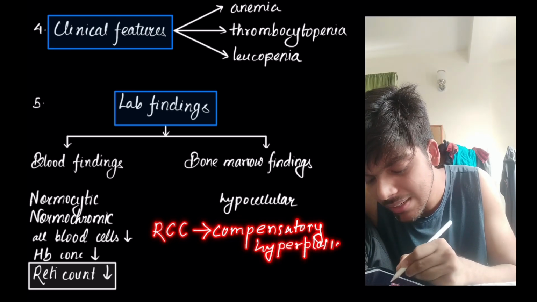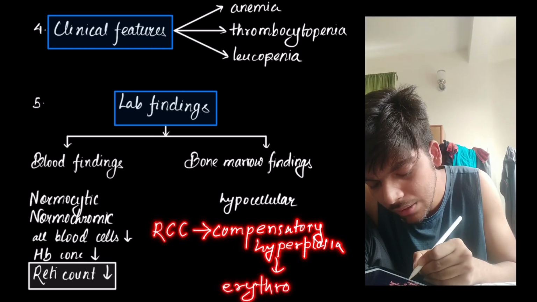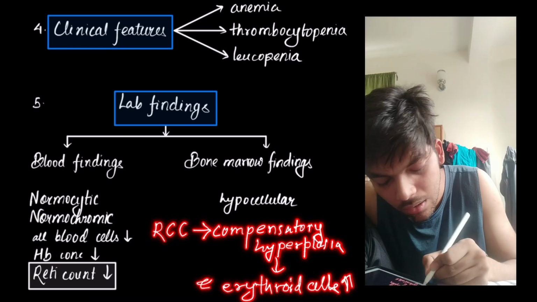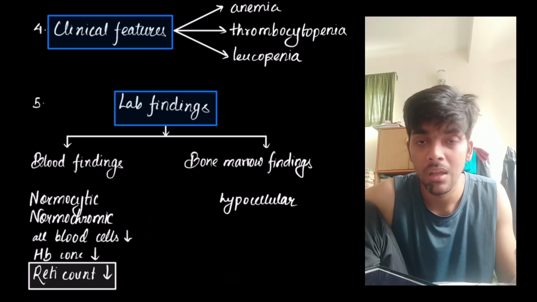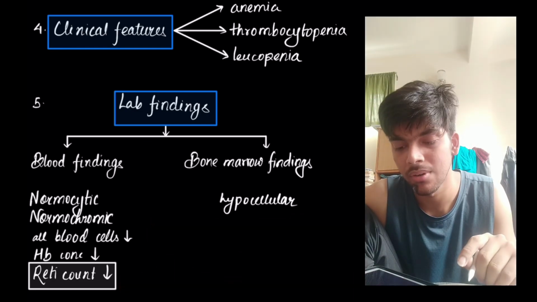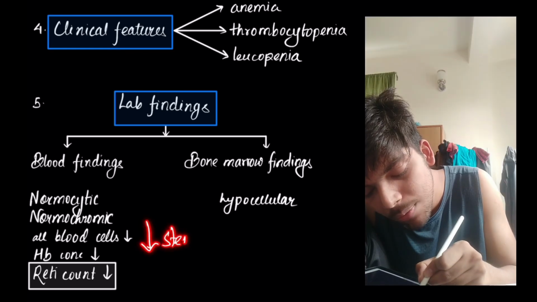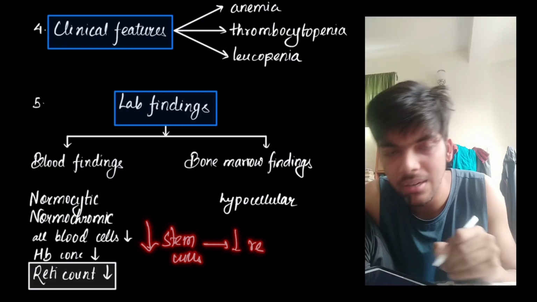Hyperplasia. As a result, the number of erythroid cells increases. And as a result, the number of reticulocytes increases as well. However, in this condition, in aplastic anemia, since there is decrease in the number of stem cells itself, there is decrease in the number of reticulocyte count.